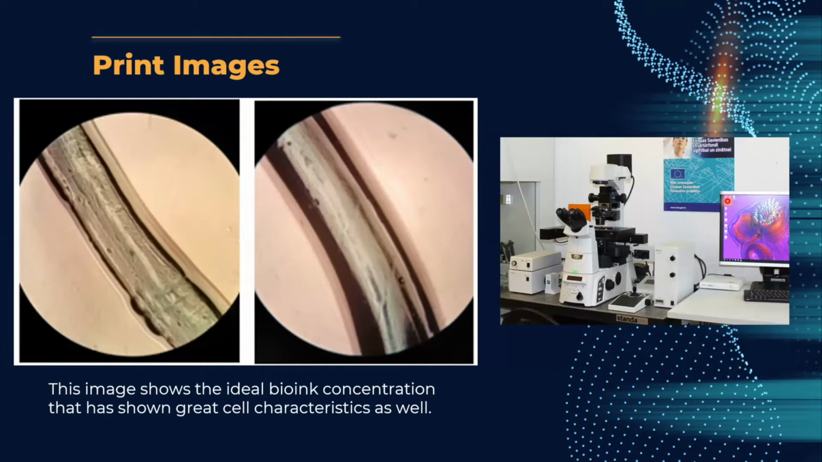So this is an image of that microscope. And here we see the ideal bioink concentration that we found. And these are the tubules that were printed. And so as you can see, there's very defined outer walls to it. And so this makes us see that it's a completely 3D printed structure and that the hydrogels are gelling in the correct way, or in the way that we want.